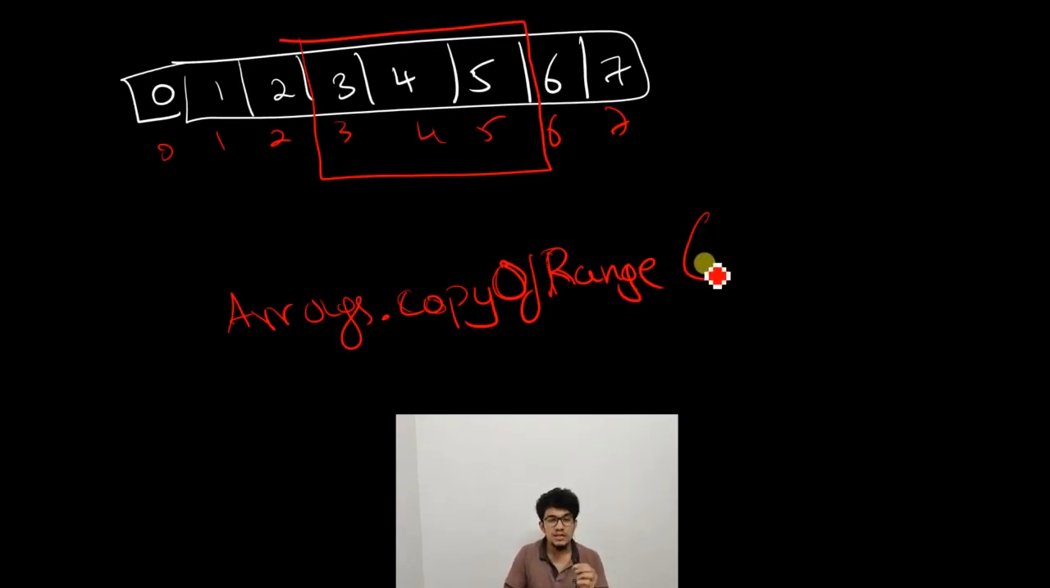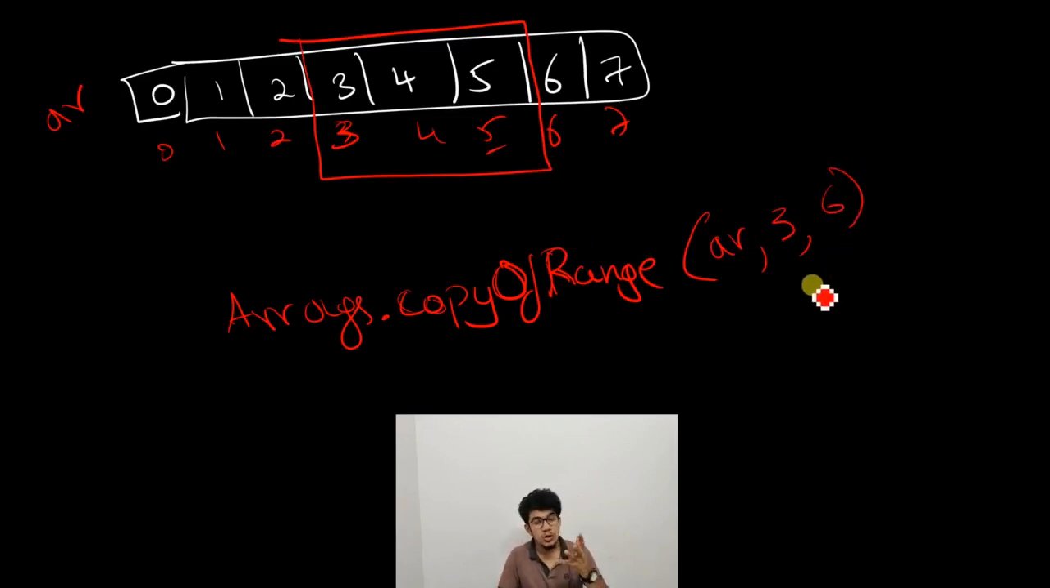So copyOfRange. Now you have to pass which array you want to copy. Imagine this is my array AR. I want to copy the array AR. From which index? From the index 3. To which index? To the index 5. That's why I have to tell 5 plus 1, that is 6.